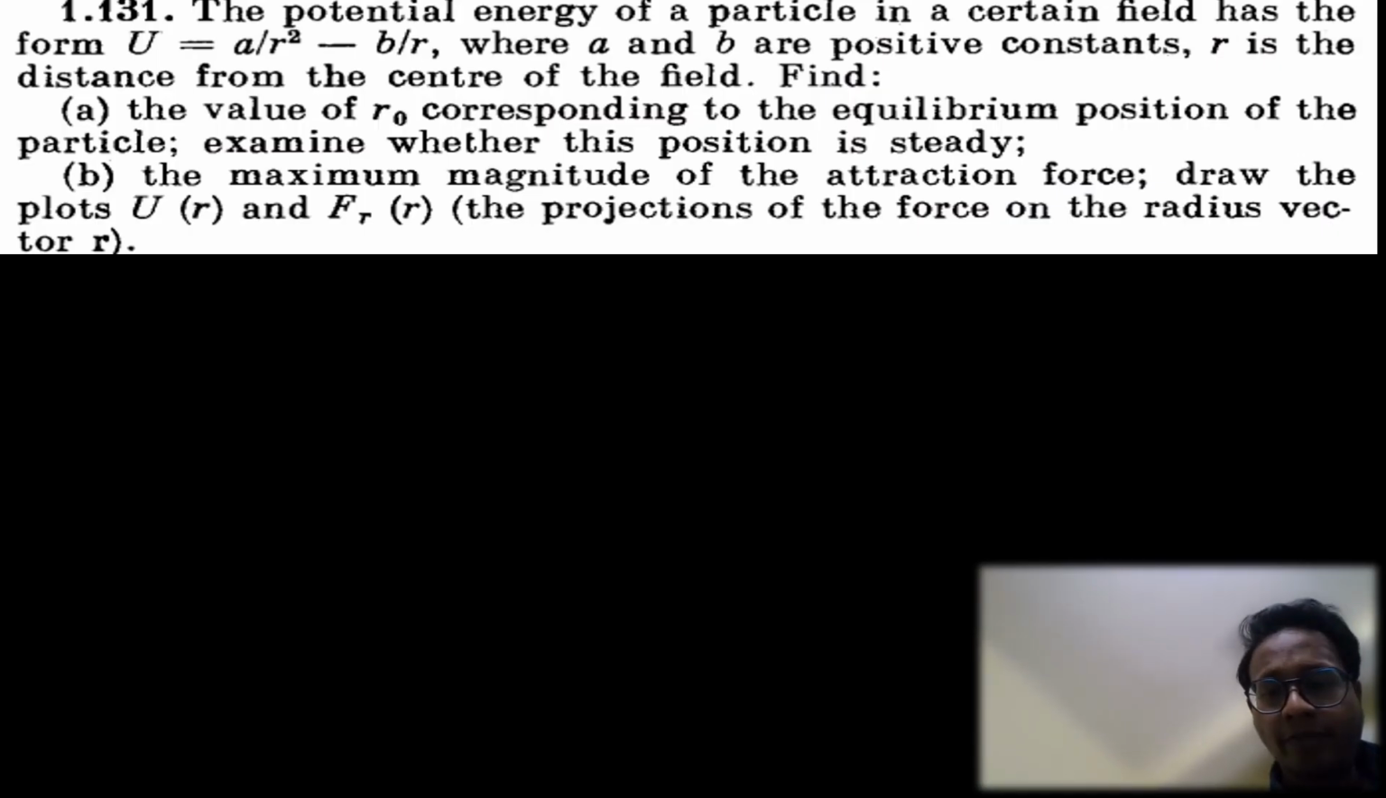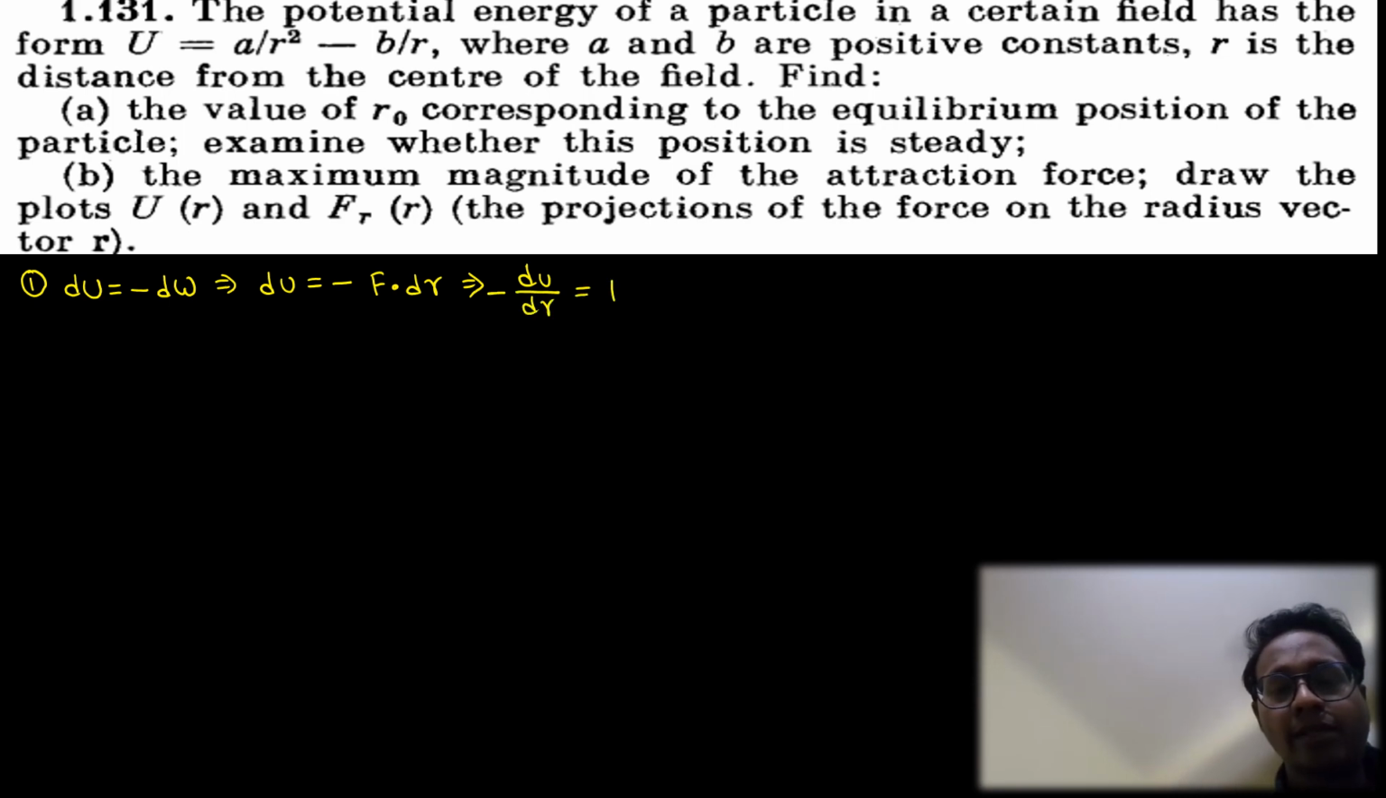See, one thing you have to learn about potential energy: change in potential energy is nothing but negative of work done by a conservative force. So I can easily say that change in potential energy is equal to negative of work done, the dot product of force and displacement. From this equation, I can easily say that negative of du by dr is nothing but the force.